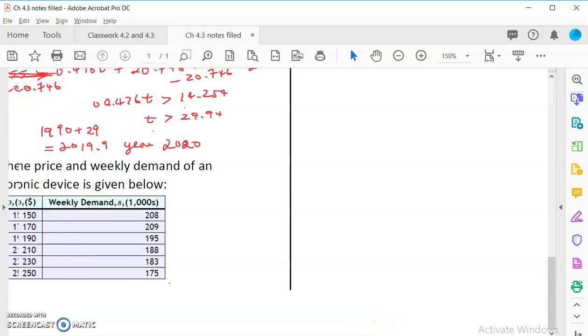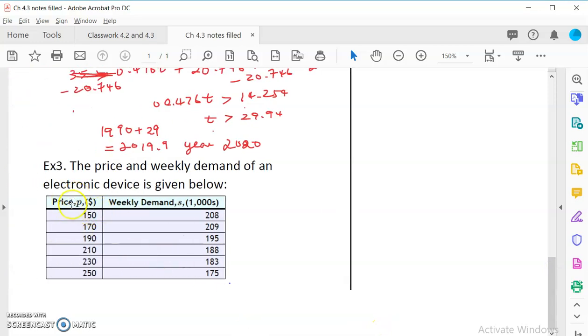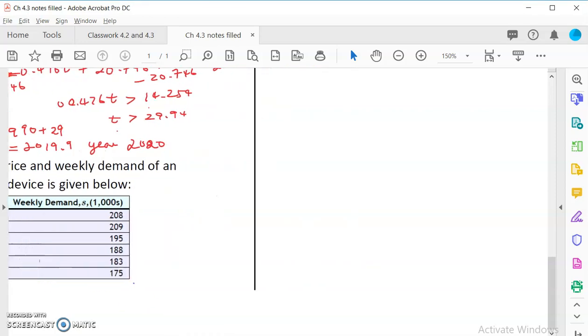So here, this question is the relationship between price and demand. Maybe the manufacturer had tried, if they set the price to 150, the demand is this. And if they can control the demand by increasing the price, all of a sudden the demand drops, right? But is this drop linear?